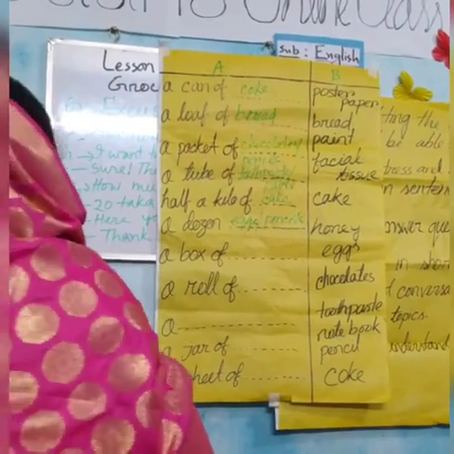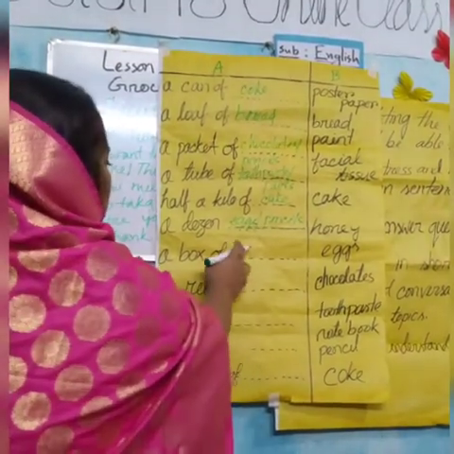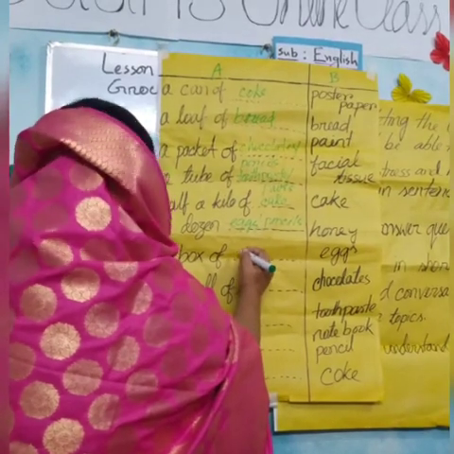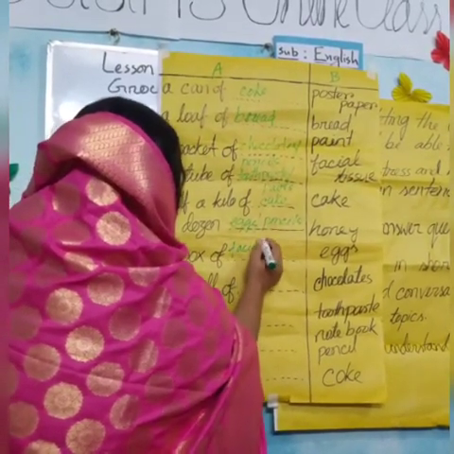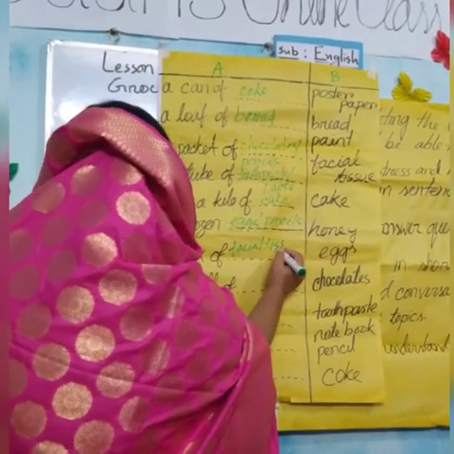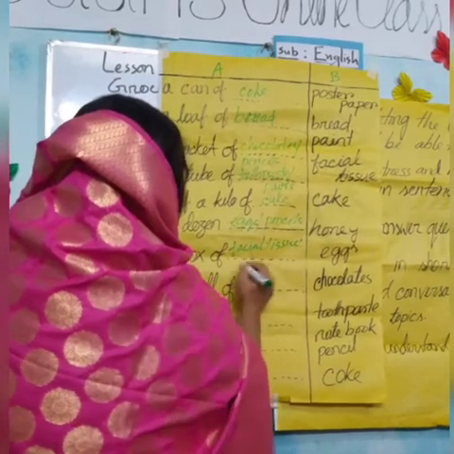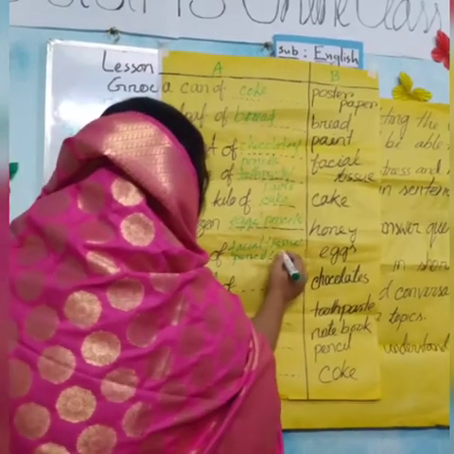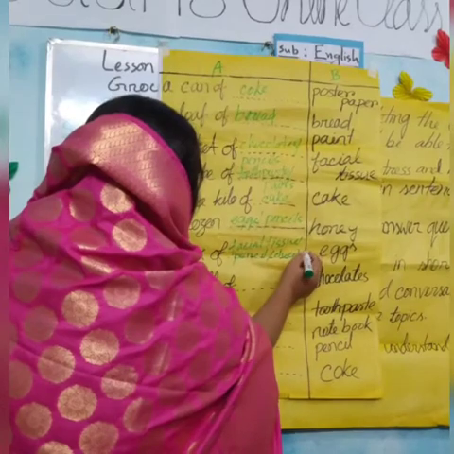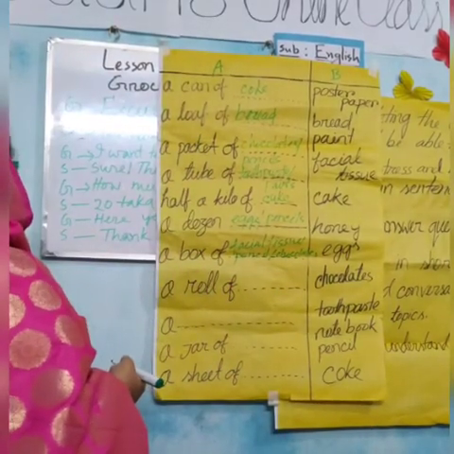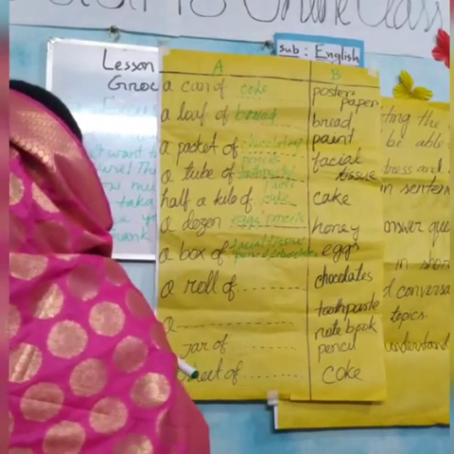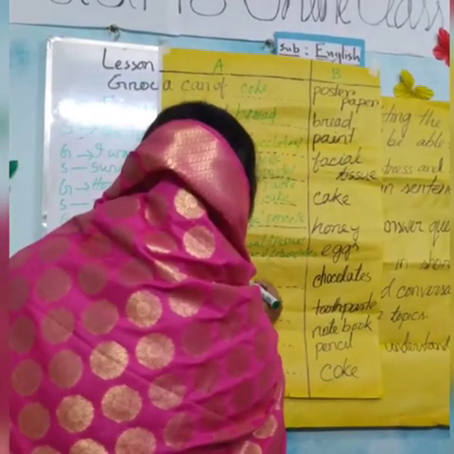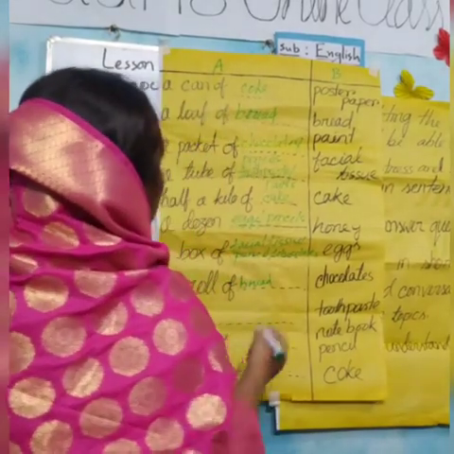A box of... here we can use 3 items. A box of facial tissue, or pencil, or chocolate. A roll of bread or poster paper.